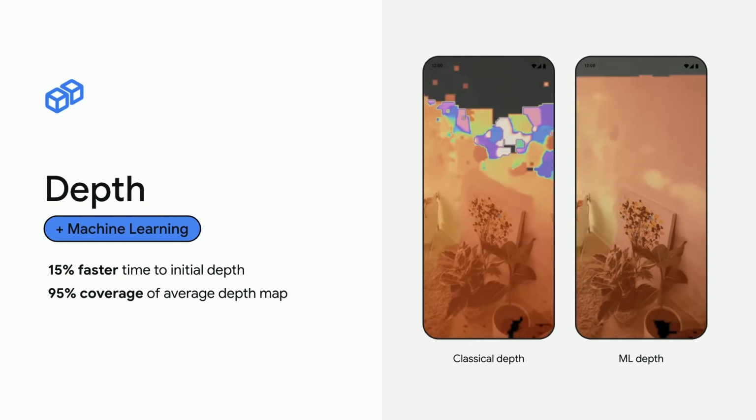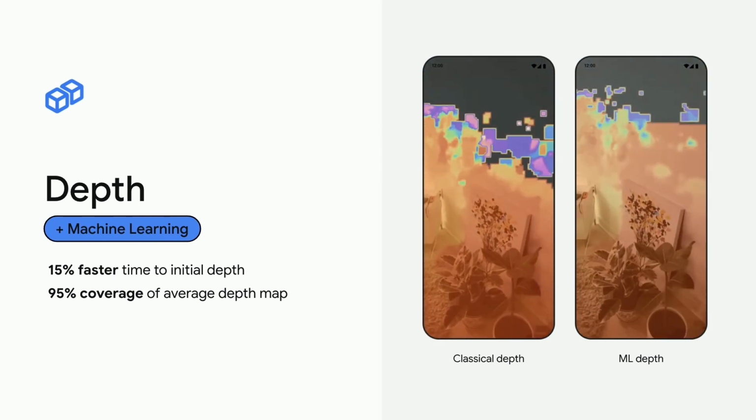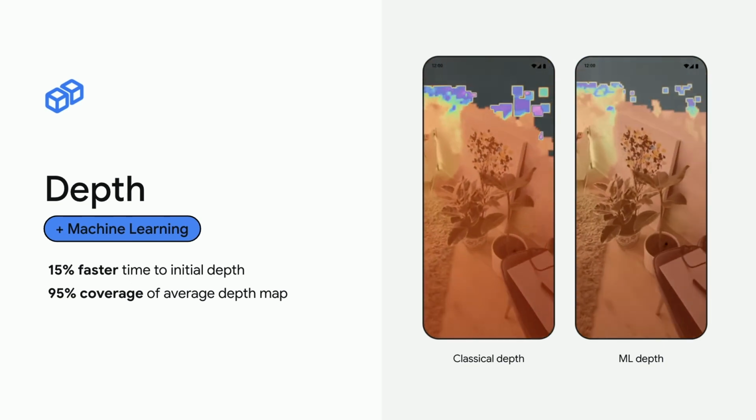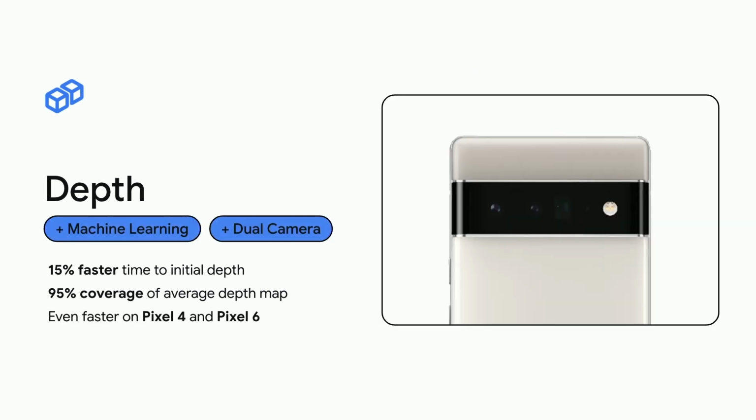This also helps out motion tracking, with a further 8% reduction in the time to the first plane and an increase in the number of planes accurately found of about 25%. And on select Pixel phones, we can use the existing second camera to get the depth even faster. This dual camera depth further speeds up the time for initial depth while also speeding up motion tracking too.